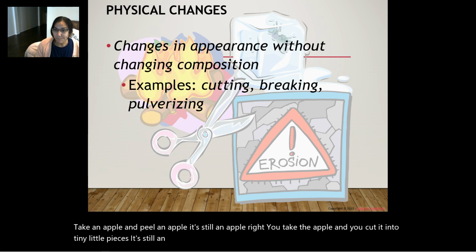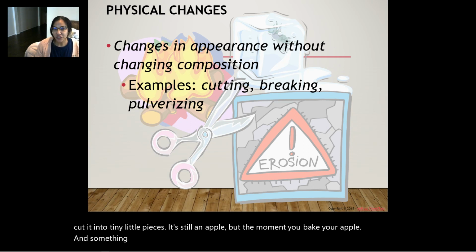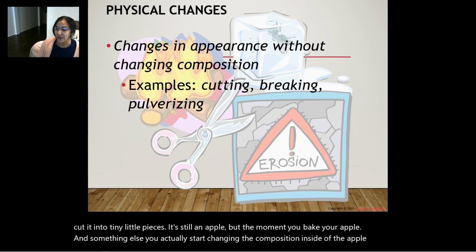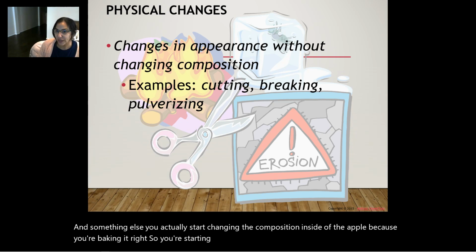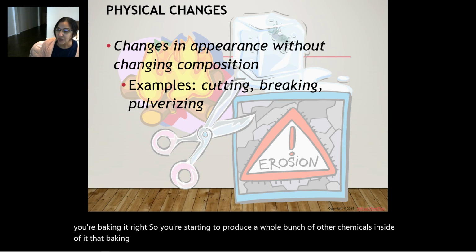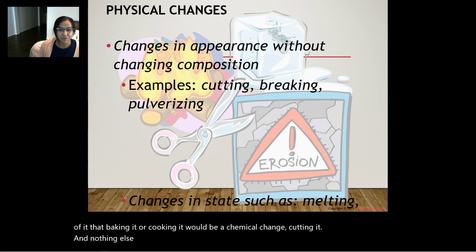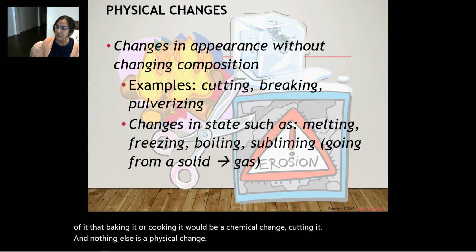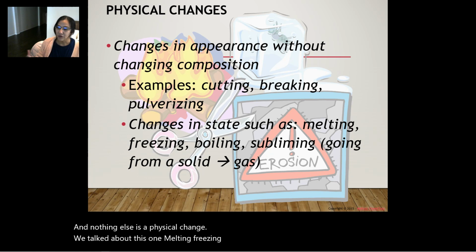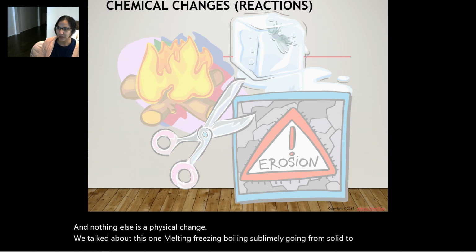But the moment you bake your apple in something else, you actually start changing the composition inside of the apple because you're baking it, right? So you're starting to produce a whole bunch of other chemicals inside of it. Baking it or cooking it would be a chemical change. Cutting it and nothing else is a physical change. We talked about this one: melting, freezing, boiling, subliming, going from solid to gas.